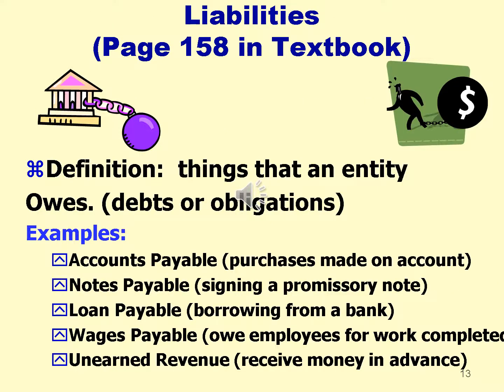Liabilities are things or amounts that an entity owes that are due to others. Here are some examples.